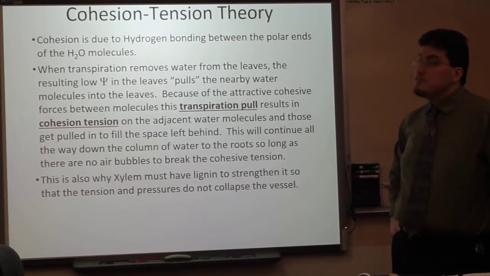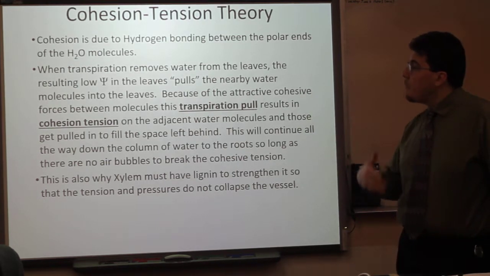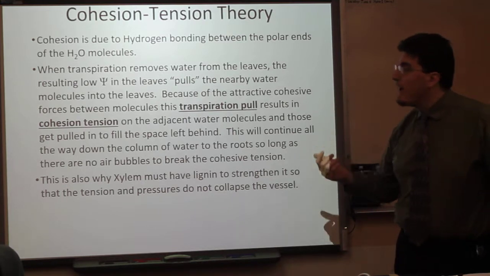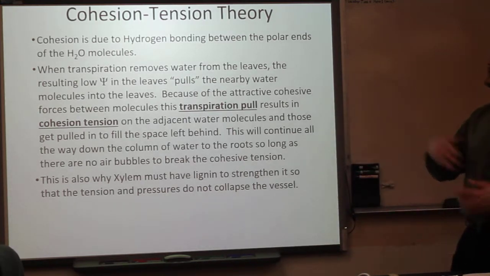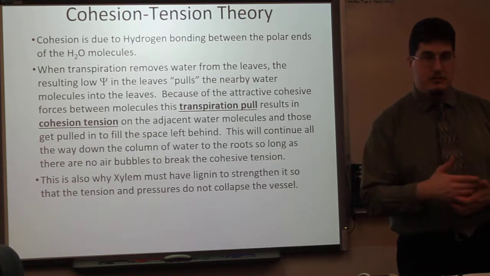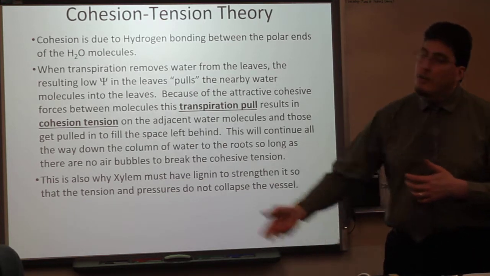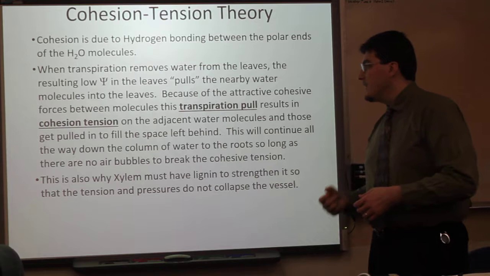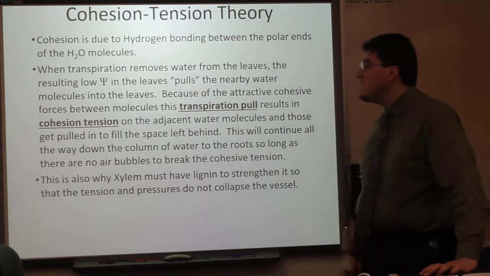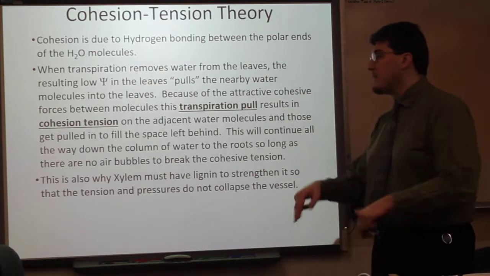Cohesion is going to be due to hydrogen bonding between the polar ends of the water molecules. When transpiration removes water from the leaves, that resulting low water potential in the leaves will pull nearby water molecules into the leaves. And because of that attractive cohesive force between molecules, this transpiration pull translates into cohesion tension on the adjacent water molecules, and those adjacent water molecules will be pulled to fill in the space that gets left behind. That continues all the way down a continuous column of water, as long as there are no air bubbles or side steps in that xylem to break the chain.